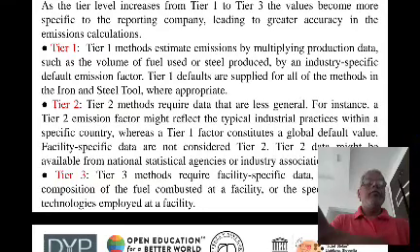Now tier 1, we'll see one by one. Tier 1 methods estimate the emission by multiplying the production data, such as volume of fuel used or the steel produced, by the industry specific default emission factor. So tier 1 defaults are supplied for all of the methods in the iron and steel sector wherever appropriate. Now this is the global one, right? So globally whatever is accepted, we are accepting that value.